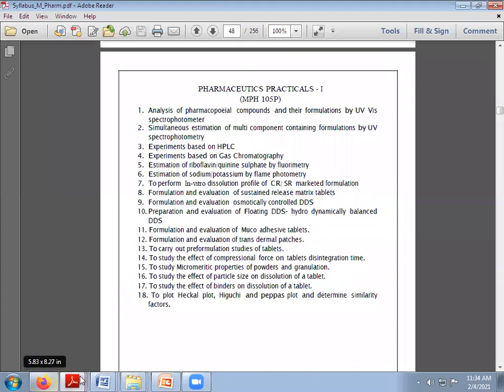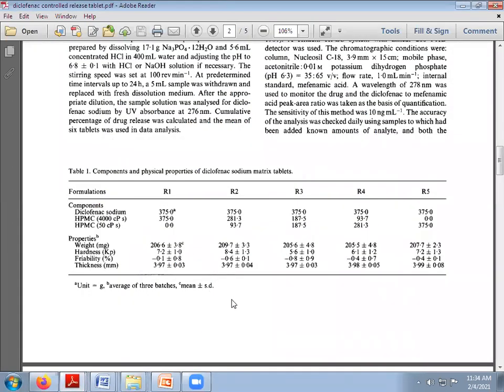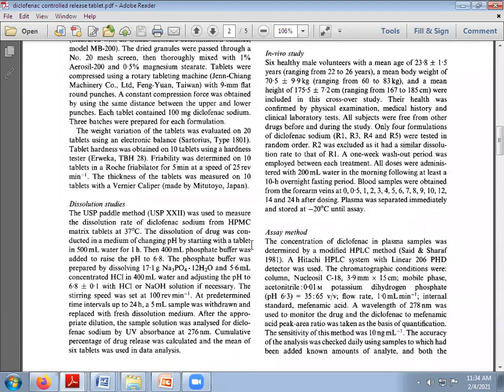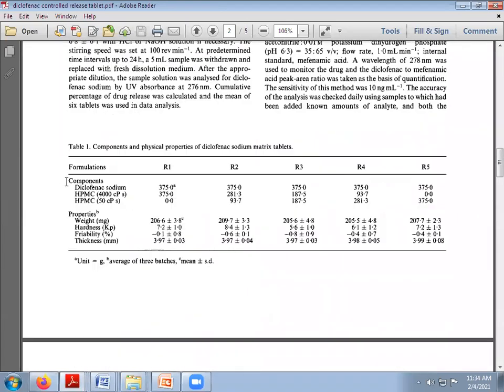And when we talk about the matrix or controlled release dosage form, in this formulation there are three formulations. Diclofenac is the drug, with HPMC and HPMC, but see the grades: 4000 CPS and 50 CPS. The concentration is varied. The concentration of 4000 is decreasing, the concentration of 50 is increasing. Again here it is the same, the concentration of 50 CPS has been increased.